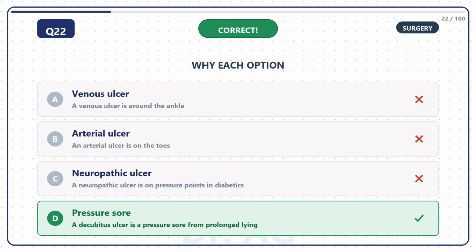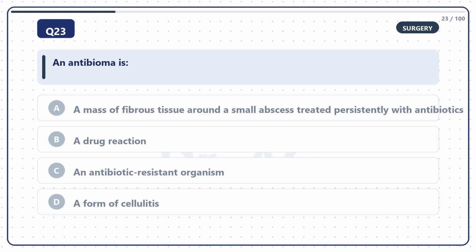And the correct answer is pressure sore. A decubitus ulcer is a pressure sore from prolonged lying. So, the right answer is option D. Pressure sore. Question 23. An antibioma is option A.